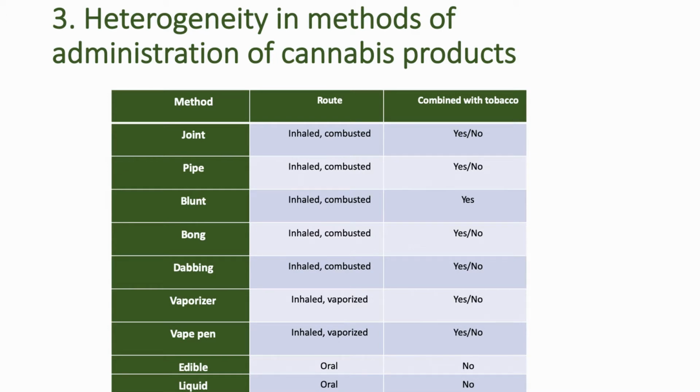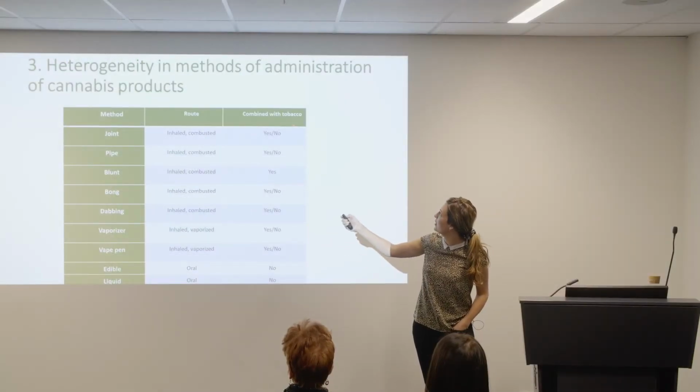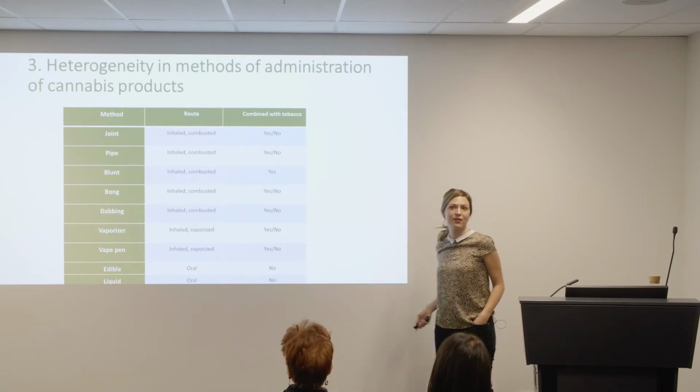And then also here is to show that there's a lot of heterogeneity in methods of administration of cannabis products. As you can see, there are different ways to smoke a joint, and you can combine it with tobacco or not.